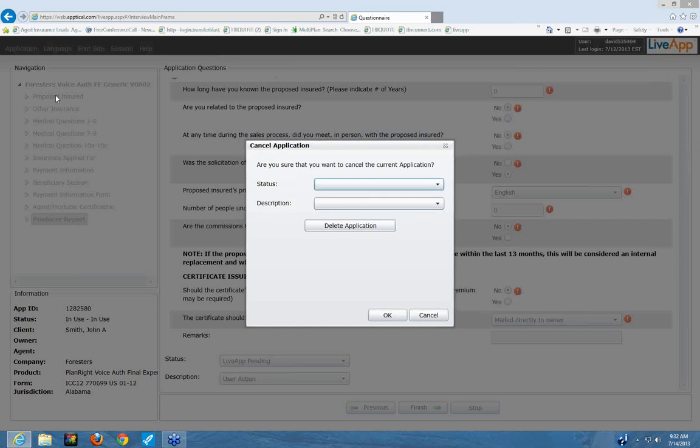I apologize. At any page that you're in, if the client says, oh wait, I gotta call you back, I gotta do something, you hit the stop button on any page. Status pending, user action, and you hit OK. That will save everything. On the other hand, if they tell you, you know what, I changed my mind, I hate you, which never happens, you can delete the application. But you could always hit stop at any point in the application, and then you hit OK.